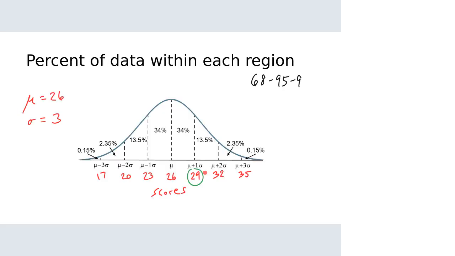The second question, what percent scored above 29? So we'll find 29. That's here, one standard deviation above the mean. What scores were above 29? That's all these, which would be 13.5% plus 2.35% plus 0.15%. Adding those together, we see that 16% of the scores were above 29.